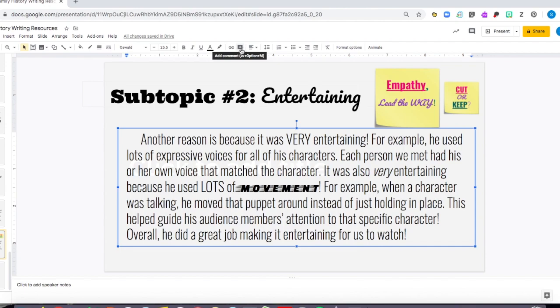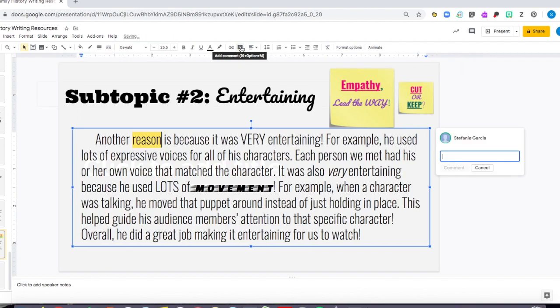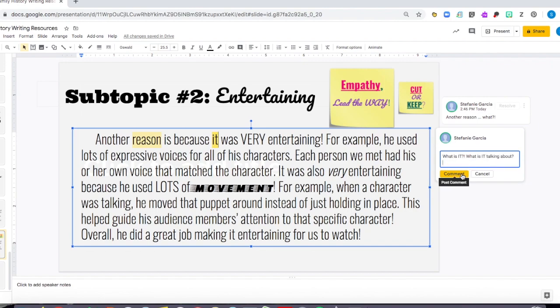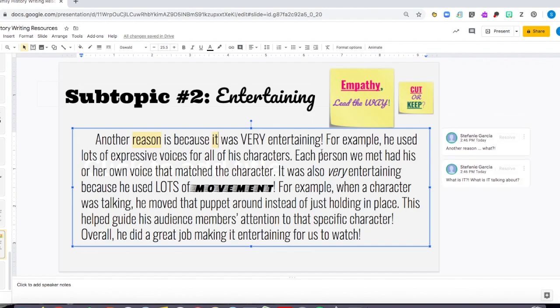So I click this little plus sign and it says add comment. I'm going to go ahead, click that, and it highlights the word reason because my comment goes with that part of my paragraph. Another reason, what? I add the comment by clicking add. Another reason is because it was very entertaining. Oh boy, another comment. What is it? What is it talking about? And then I hit comment and it adds it there.